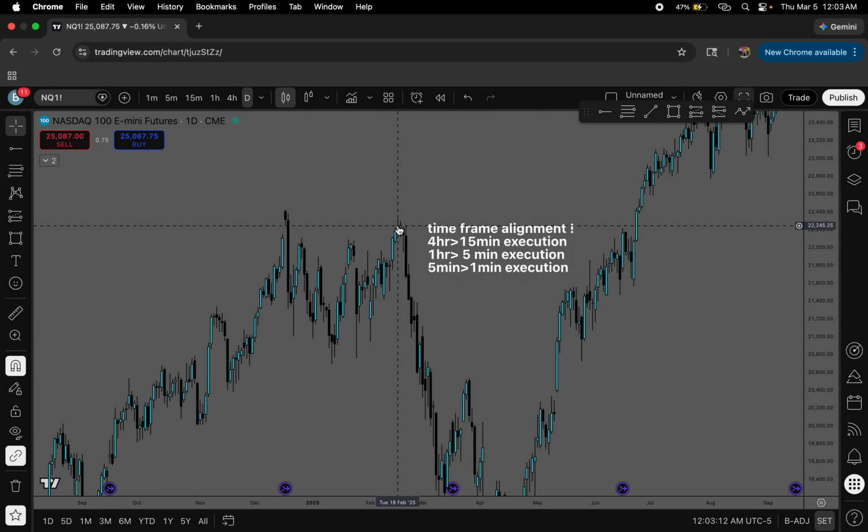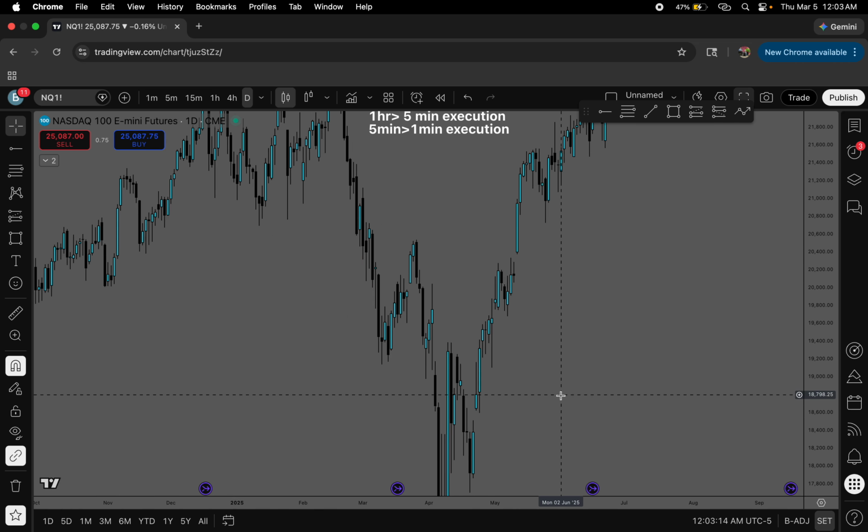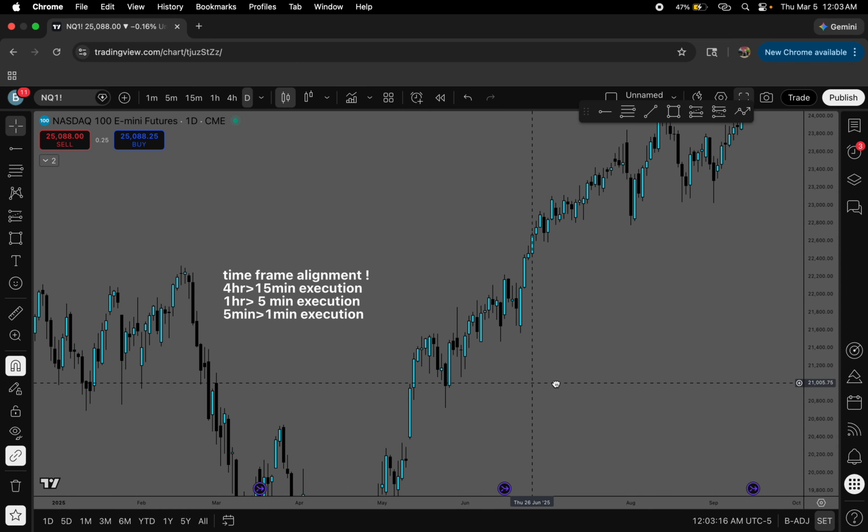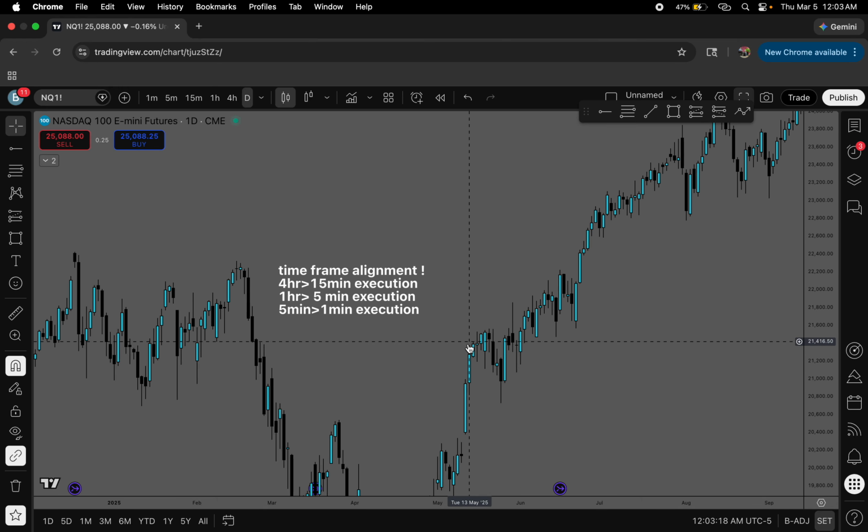You're going to obviously think that you can enter off of something like that, and it's just going to kill you. It's going to really mess you up. So you find one on the 4 hour, go look in the 15 minute, find an entry based off of a 15 minute like we did before. If you find one on the 1 hour, look for a 5 minute execution, as your entry or entry execution, whatever you want to call it.